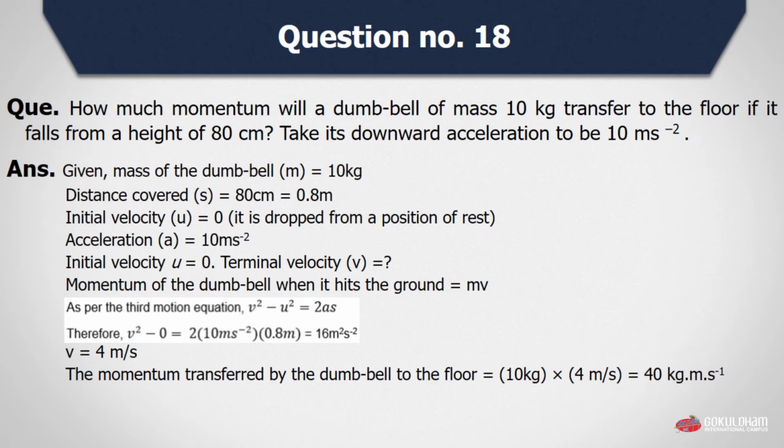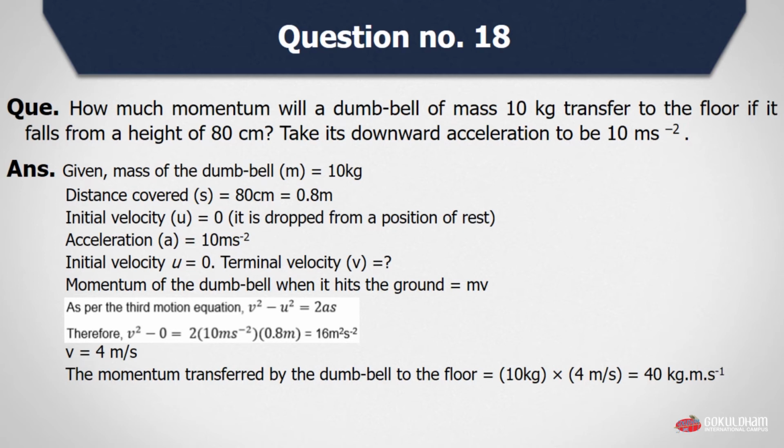So we have been given the mass of the dumbbell m is equal to 10 kg and the distance covered by it is 80 centimeter, or we can say 0.8 meter. Initial velocity we don't know, but we assume that it is dropped from a position of rest, so it is 0, and acceleration we have been given as 10 meter per second square. Initial velocity u is equal to 0 and the terminal velocity v we have to find, and the momentum of the dumbbell when it hits the ground is equal to m multiplied by v, means mass multiplied by terminal velocity.